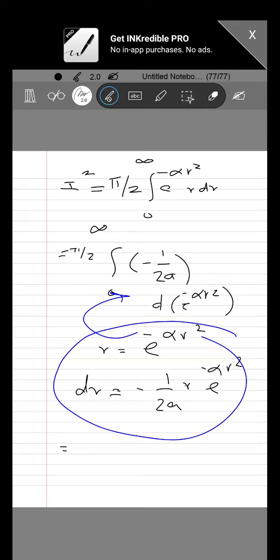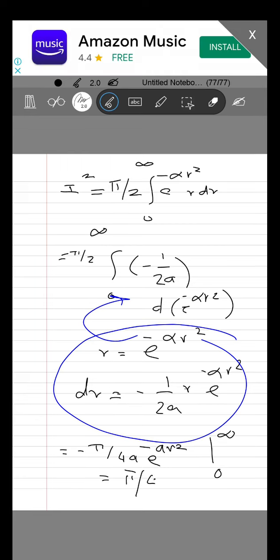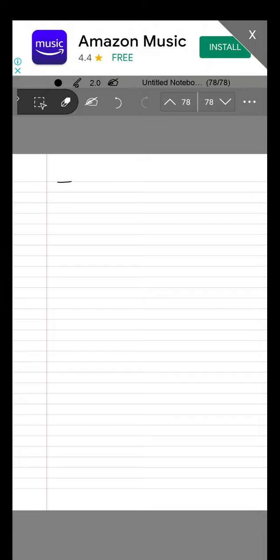And if we move further, it turns out to be equal to minus pi by 4a into e to the power minus alpha r square, evaluated from 0 to infinity, and this is equal to pi by 4a. That means I square is equal to pi by 4a.